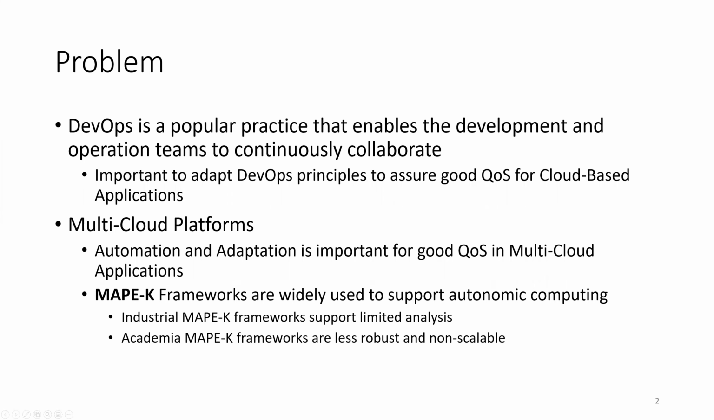To support autonomic computing, there are existing products that follow the MAPE-K framework. Industrial MAPE-K frameworks are robust and reliable and are designed to handle production applications. However, they support limited analysis based on basic threshold-based monitoring and planning. Autonomous frameworks proposed in academia are more flexible and utilize a wider variety of analysis, including machine learning models, analytical models, control loops, etc. However, they are less robust and non-scalable, as many of them are not designed for production applications.